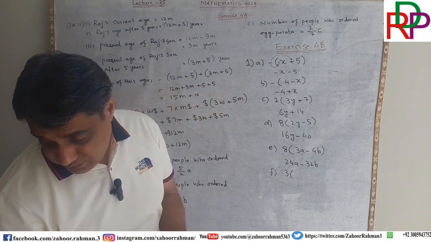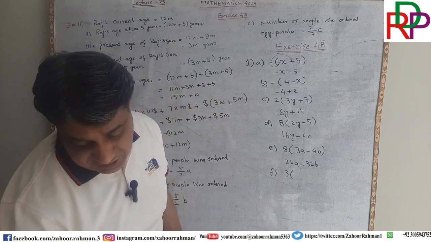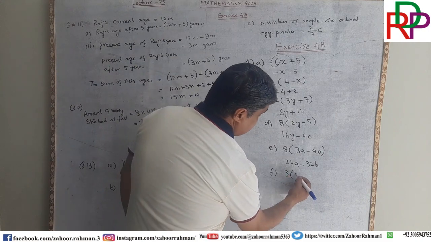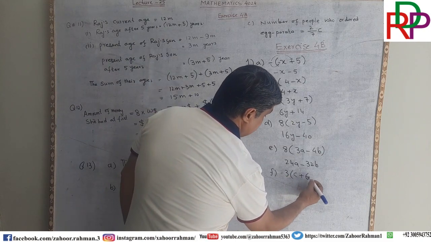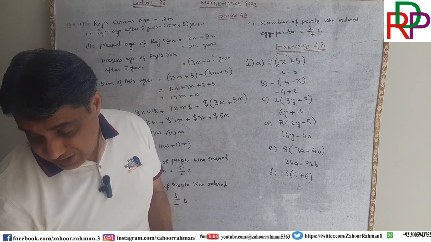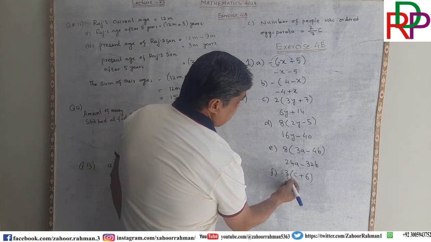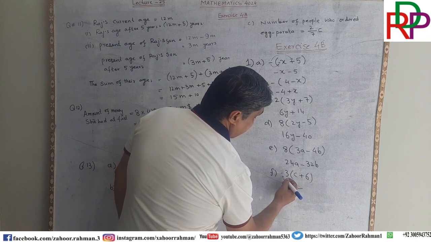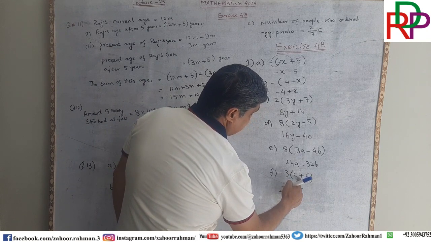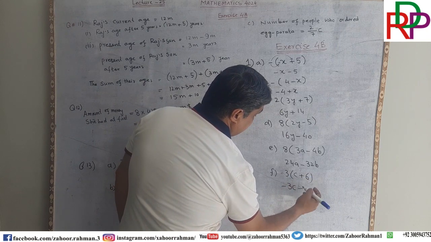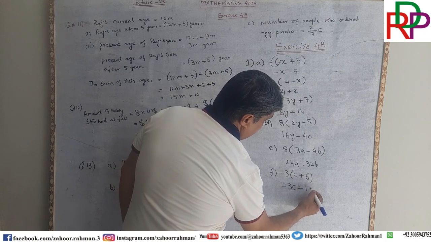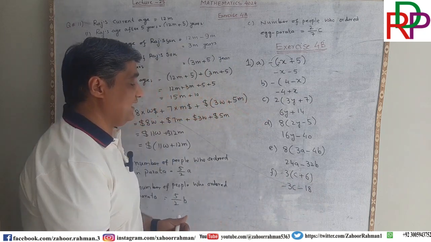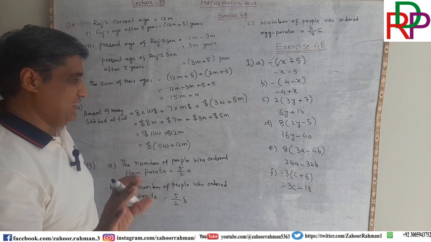Then we have f, and they are saying 3 into minus 3 into c plus 6. So this is minus 3c, and when minus is multiplied with plus, that will be minus, and then 18. Keep in mind one thing.